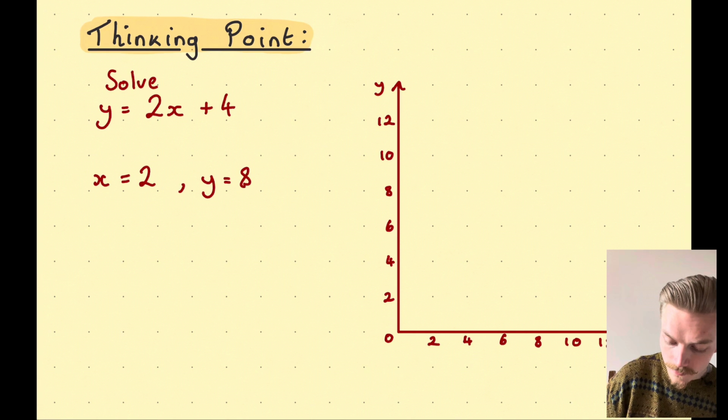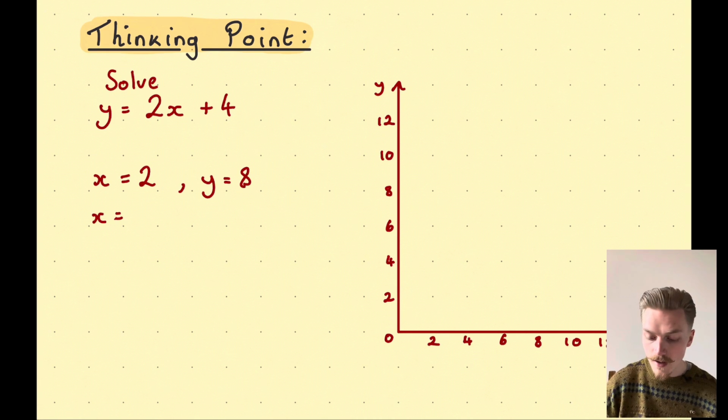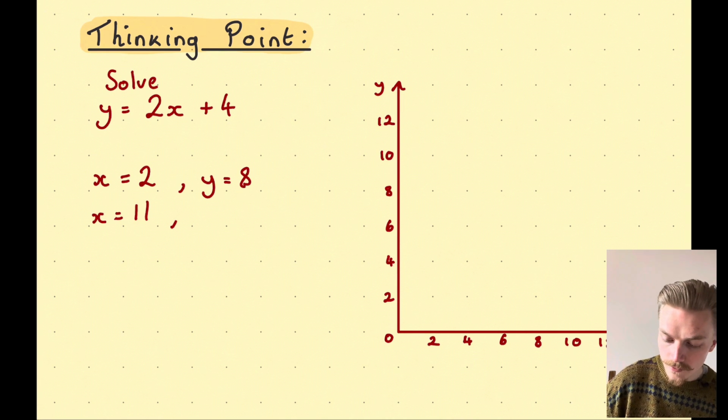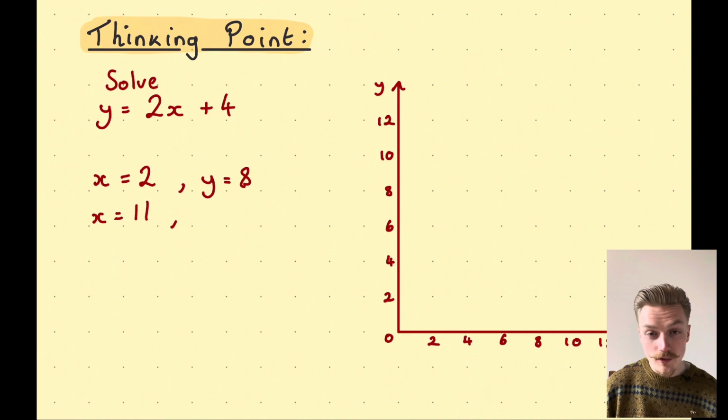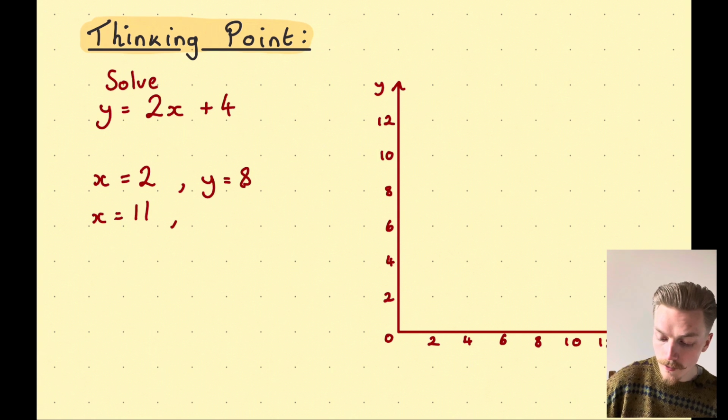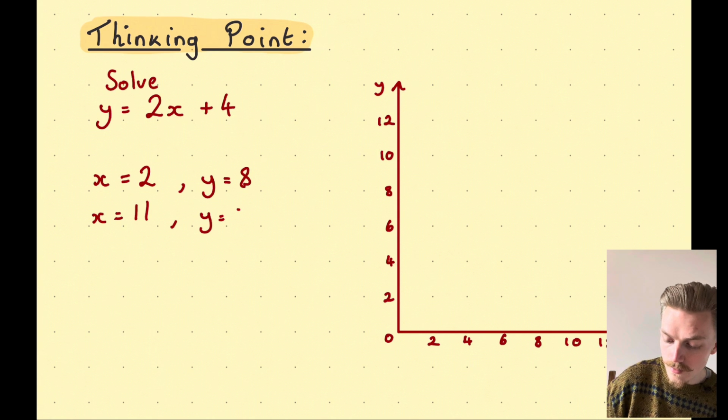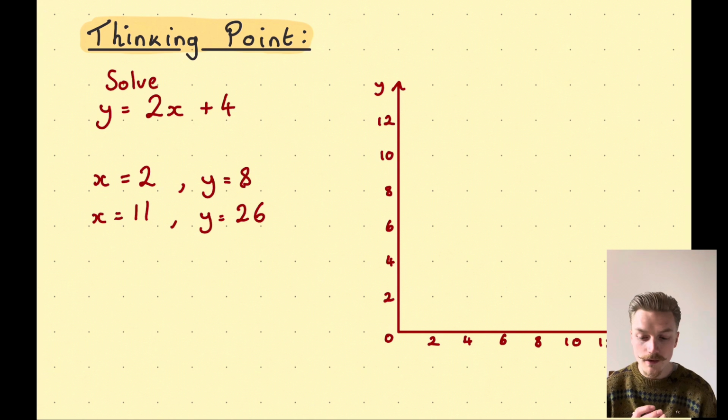I didn't have to choose x equals 2. I could have chosen anything. x equals 11, let's go for. 2 times 11 is 22. Then add 4, that gets me y is equal to 26. So you can see that it doesn't have to be one answer.